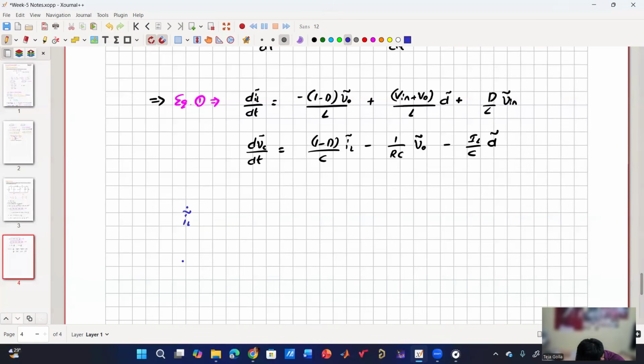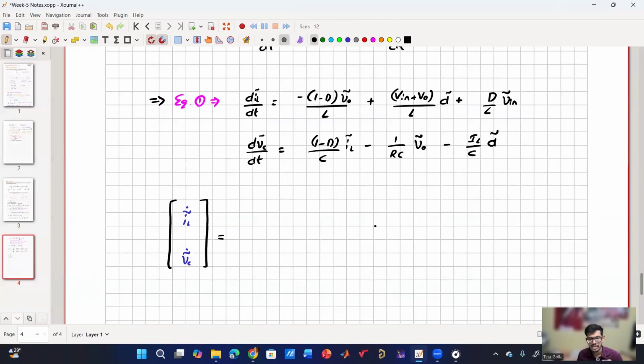So this is IL tilde dot, this is VC tilde dot. So these are my two new state variables. They are perturbed. In the actual model, you will get IL dot and VC dot because you are considering IL as a whole. But now I have linearized it and removed the ripple. So it's a small signal model, and that's why it is IL tilde dot, not IL dot. This is a small signal model over a DC operating point.